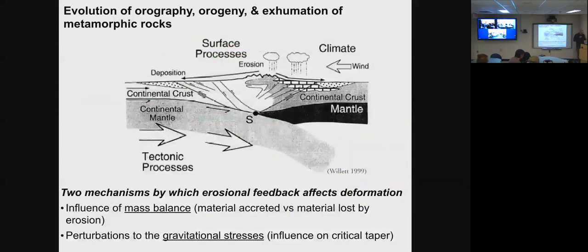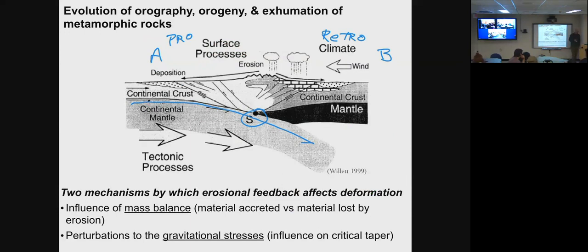Okay, so now what I want to do to finish off is go back to Chris Beaumont's model, okay, where we have the pro-edge, retro-edge operating, and we have the singularity point, we have this continental mantle that's coming down underneath here, the singularity point right here, plate A on the left, plate B on the right, okay? The pro wedge is on this side, the retro wedge is on this side.